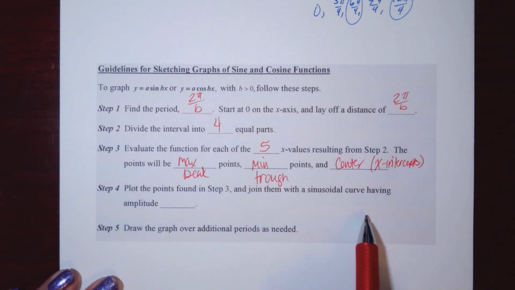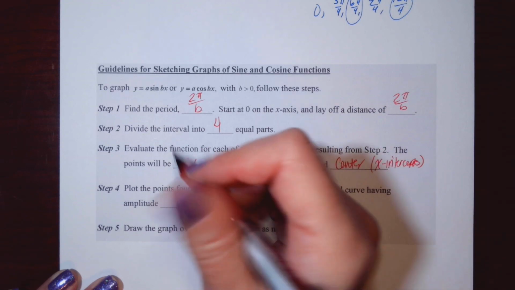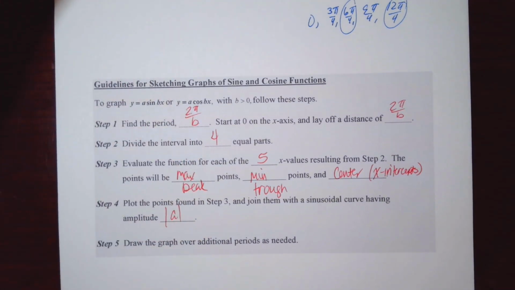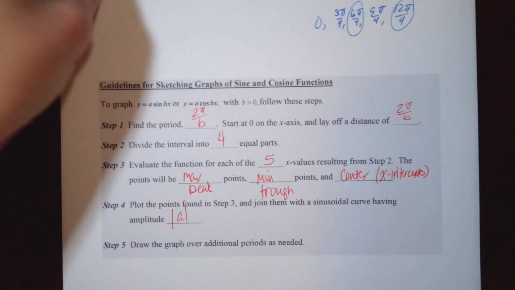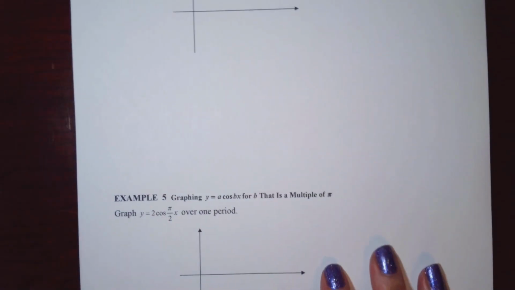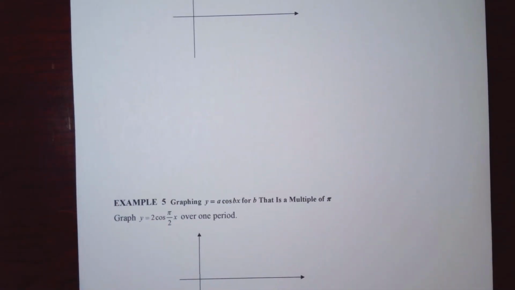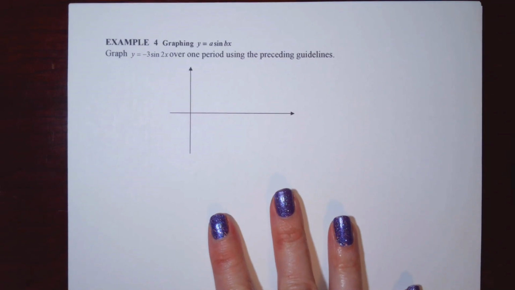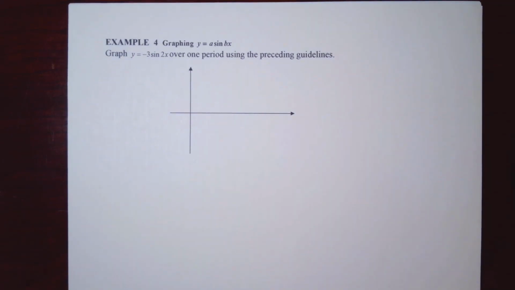Plot the points, join them with a sinusoidal curve having an amplitude of the absolute value of a, and then draw the graph for as many periods as I need, as many cycles as I'm asked for. Okay, so there are your steps all in one spot so that you can refer to them as needed. And now we're going to put both of these things together for values for A and B. It looks like we are not getting to our phase shifts or our center shifts in this section. That's okay. Let's work through these next 2 examples, and then we're going to do some application problems.